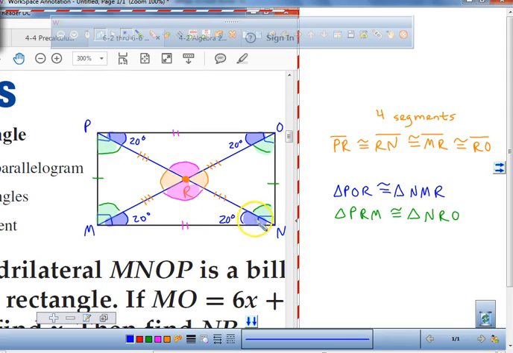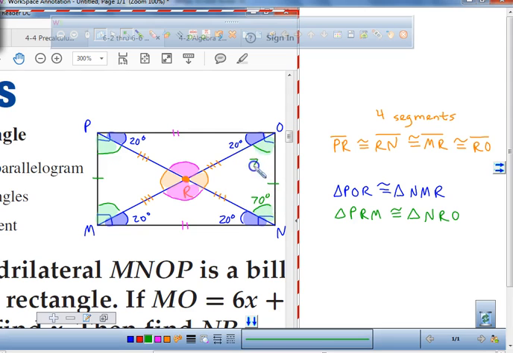Now, what is the blue and the green? What do they have to add up to because it's a right angle? A right angle always equals how many degrees? 90 degrees. That's right. So right here we've got a 20, so what does that have to be? 70.